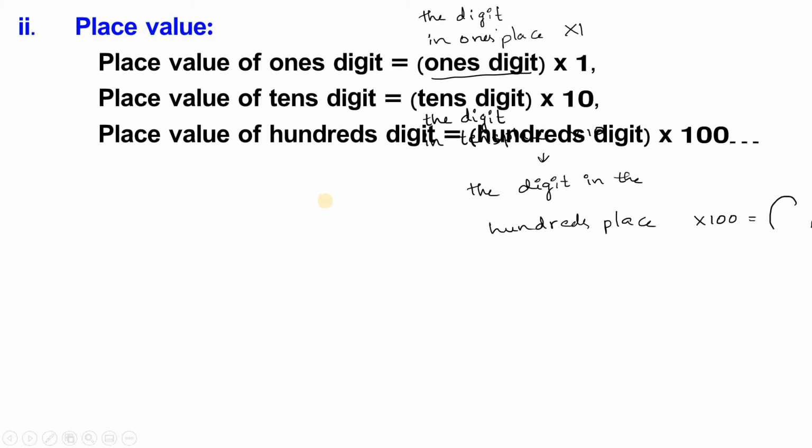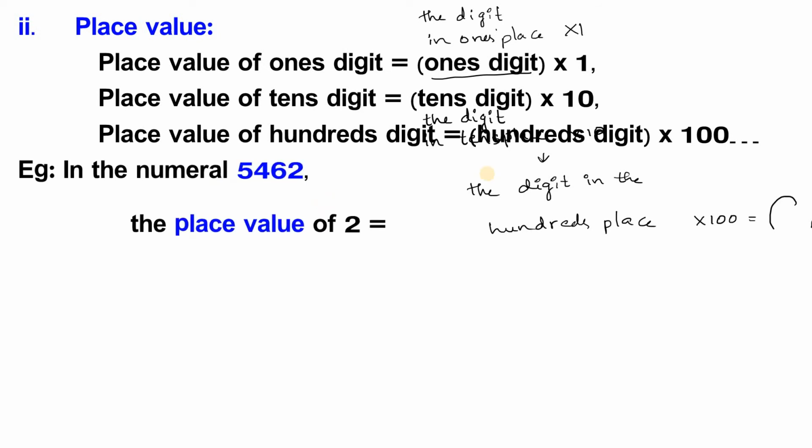If we want to know the place value of thousands digit, then what we will do? The digit in the thousands place into 1000. Then we will get the place value of thousands digit. Now I will explain you with an example. See the example. Now look at the same example which we have taken in the face value.